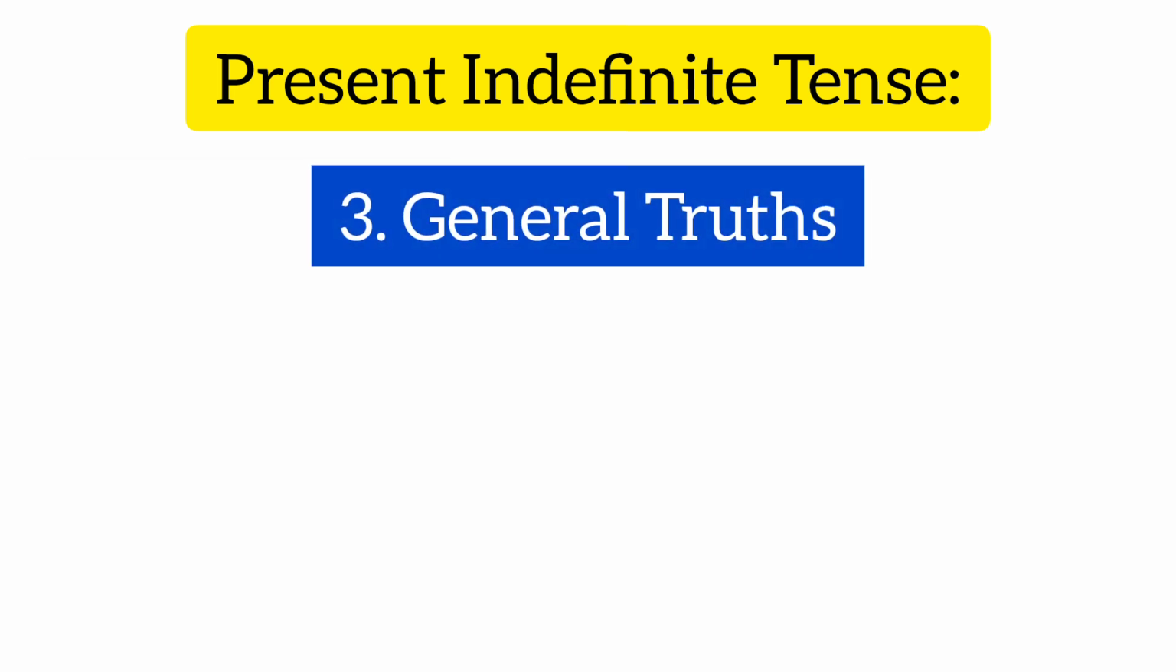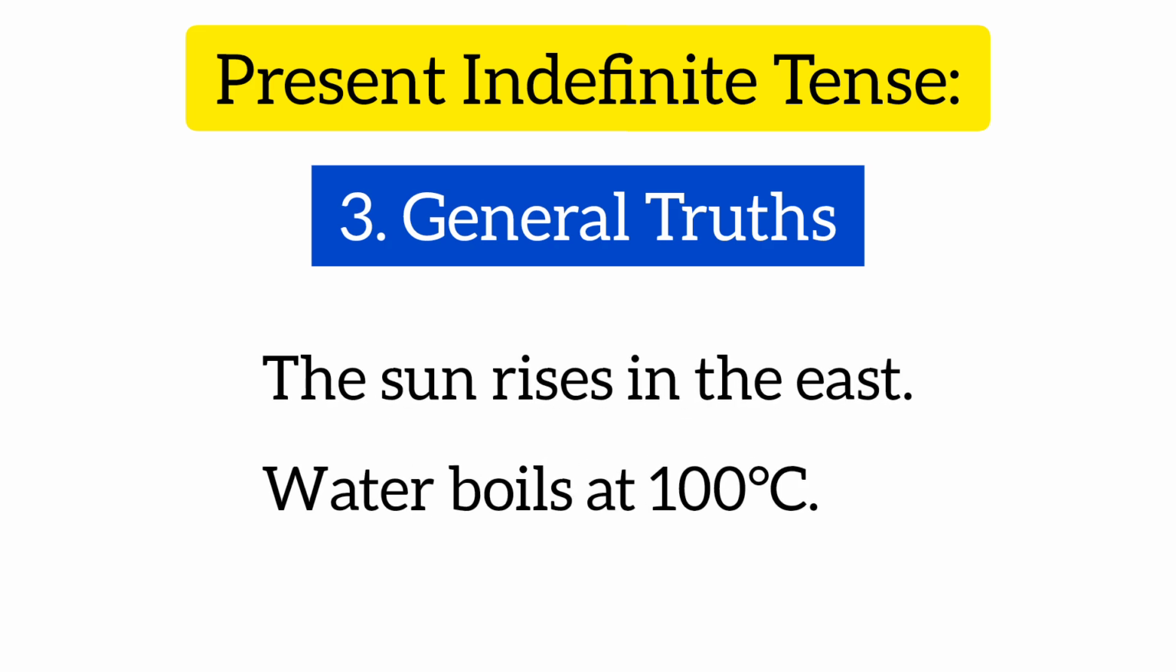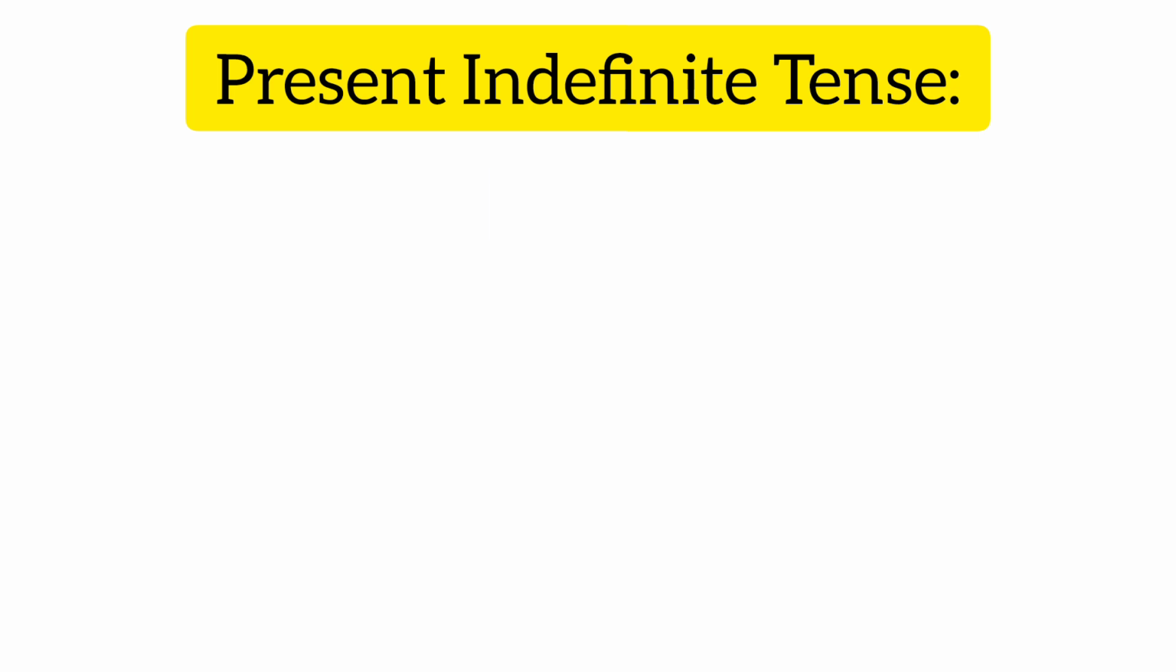Okay, the third thing is general truth. If you want to tell someone about general truths, you have to use present indefinite tense. For example, look at these sentences. The sun rises in the east. Water boils at 100 degrees centigrade. These two are general truths. So for general truths, you have to use present indefinite tense.